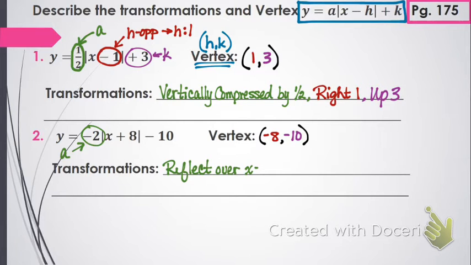over the x-axis. That's what the negative part of it's doing to it. Can you take away the negative? Just look at the number. Yes, then you take away the negative, you just look at the number, and that will vertically stretch it by 2.